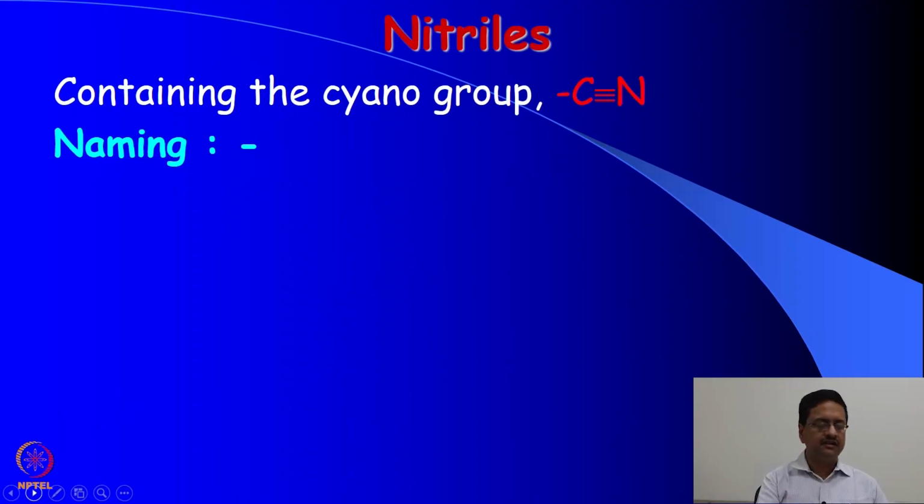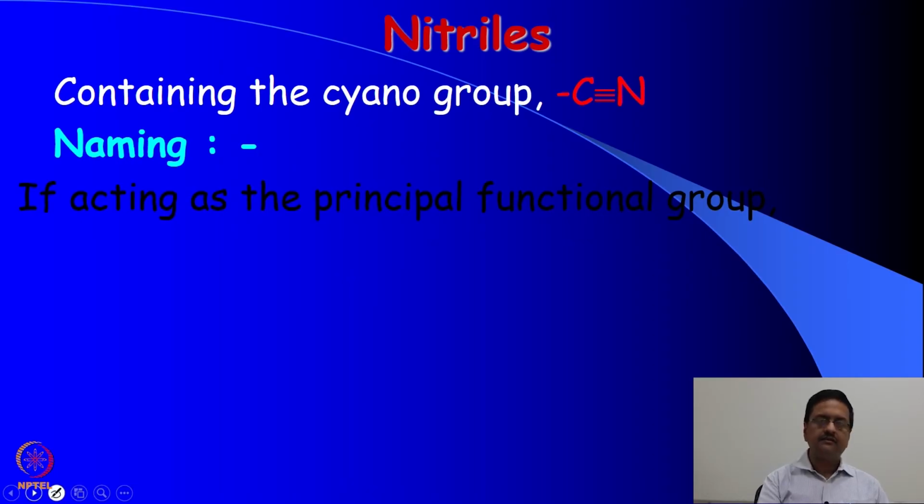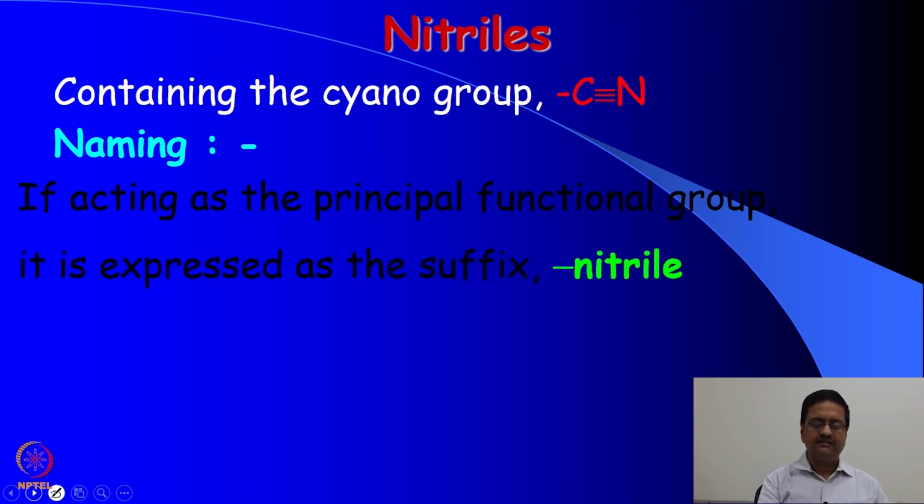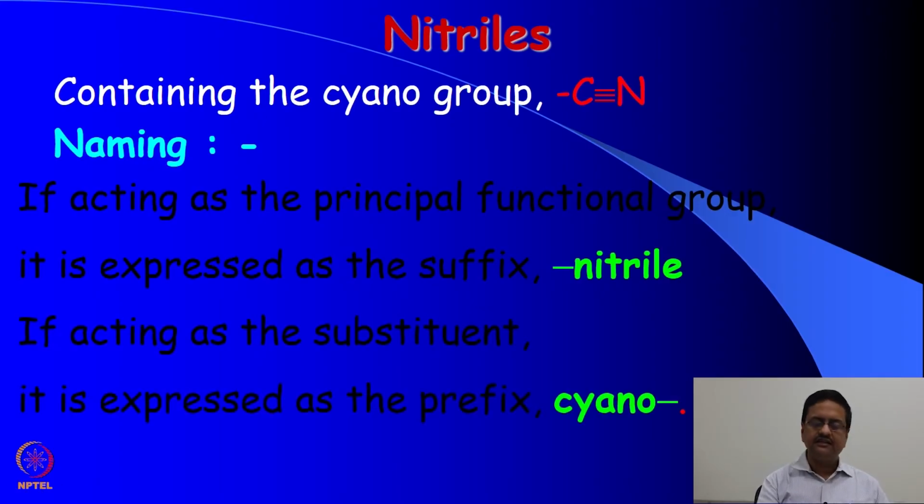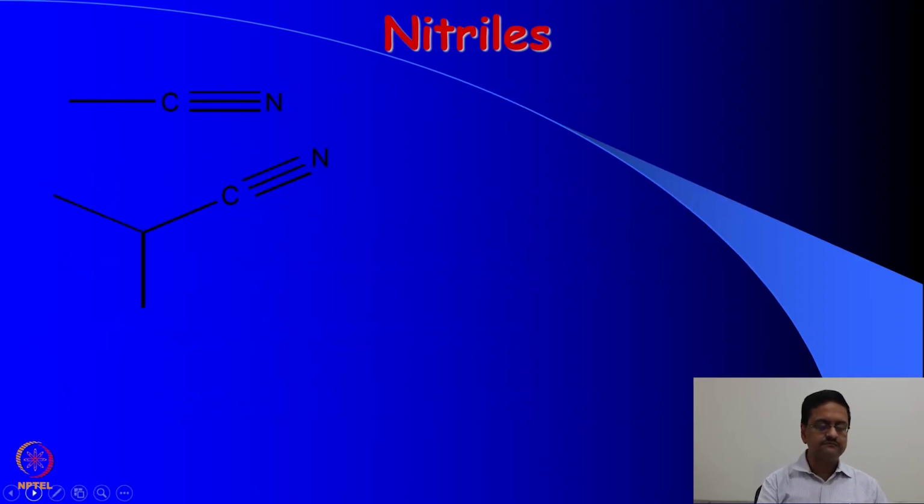The next set of molecules are called the nitriles, which contain a C triple bond N group. This can be of 2 types. If it is acting as a principal functional group, it is expressed as the suffix nitrile, and if it is acting as a substituent, it is expressed as a prefix cyano. So, let us see these 2 cases one after another.